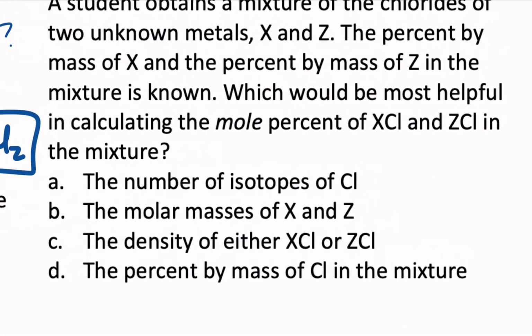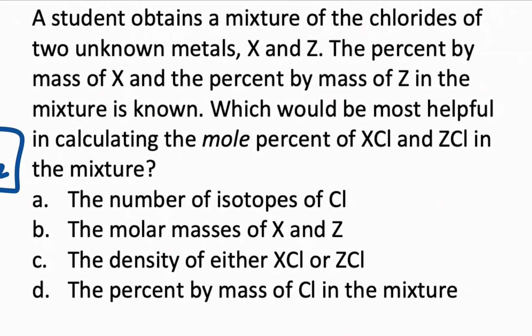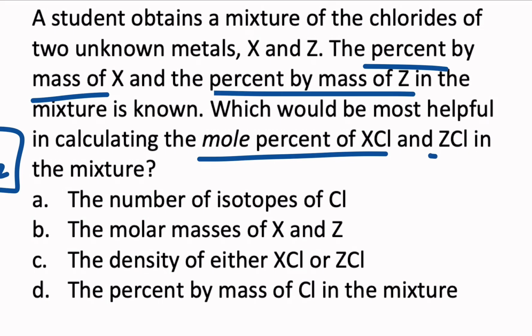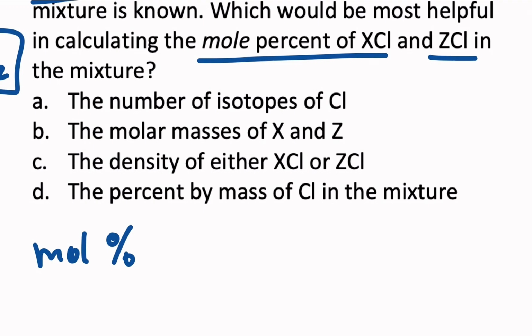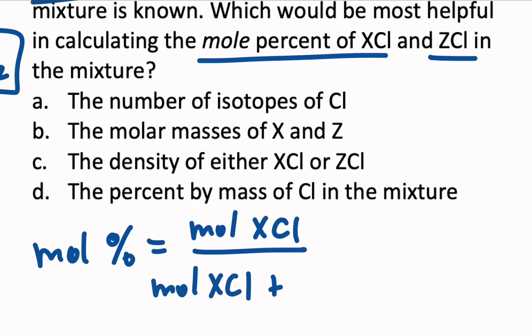Easy. Last one. A student obtains a mixture of the chlorides of 2 unknown metals. So the percent by mass of X and the percent by mass of Z is known, which would be helpful in getting the mole percent of each compound. Well, let's consider what mole percent just means. The mole percent of, let's say, XCl in the mixture, that means I really need the moles of XCl and then the moles of the sum, ZCl, and then obviously times 100 to make it a percentage.